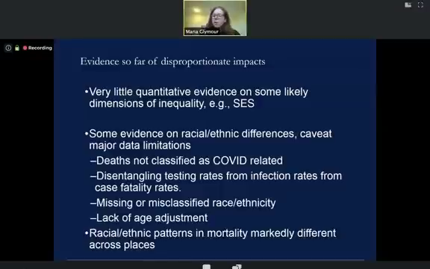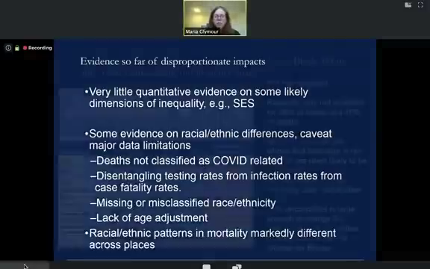Many of the deaths that are probably attributable to COVID infections have not necessarily been classified correctly on the death certificates. We are guessing there are undiagnosed cases. Disentangling testing rates from infection rates and case fatality rates makes interpreting racial ethnic patterns very challenging. Almost most places have substantial missing or misclassified race ethnicity on, for example, death certificates or in case reports. And there's lack of age adjustment, age being one of the most important potential confounders. That said, we are seeing racial ethnic patterns in mortality. I'm going to focus on the mortality data because I think it's a little bit better than the case diagnosis data. But those patterns are actually pretty different across different parts of the United States. I'm going to talk specifically about California and New York.